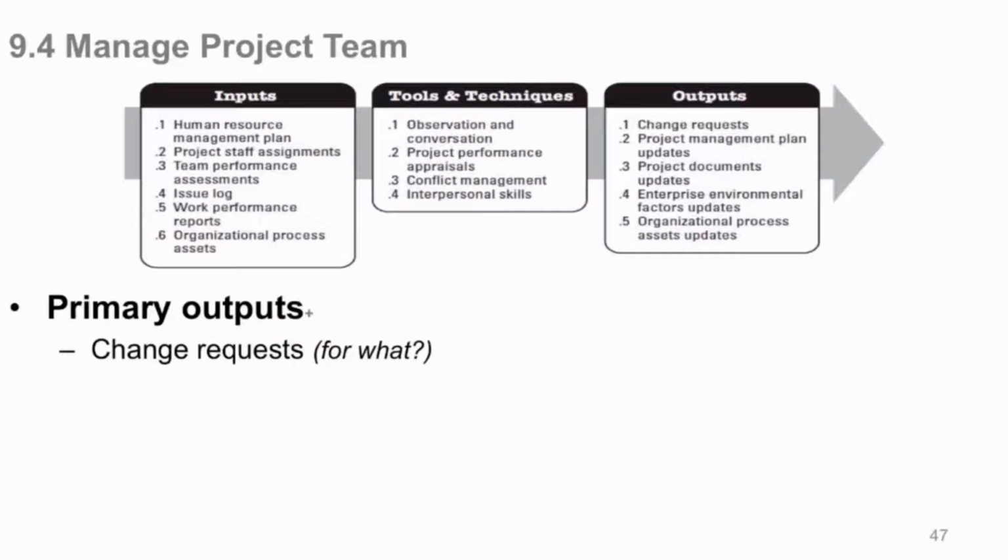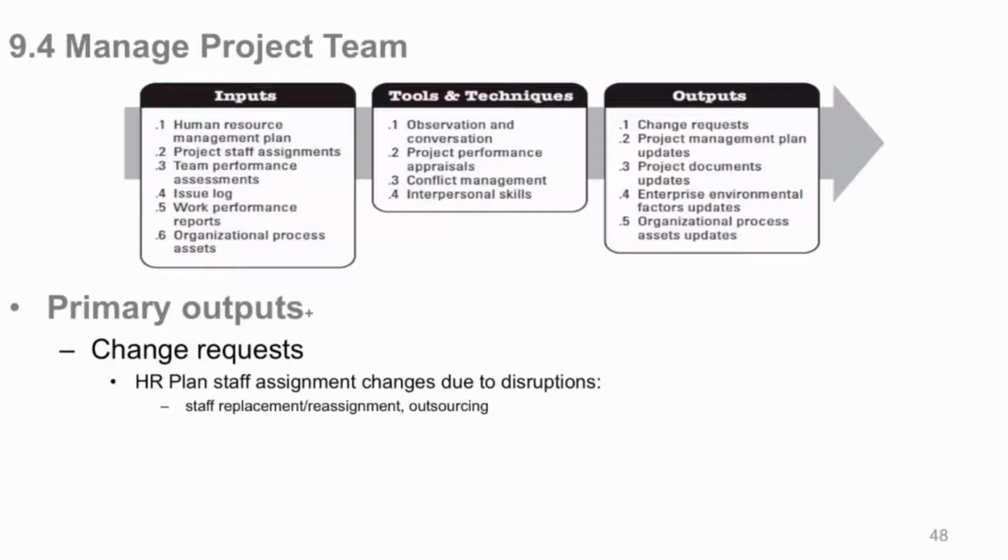So here's our input, tool, technique, output, our ITTO diagram. I just want to point out that the primary output of this process are change requests. Why, again, would we have change requests for HR? We may have changes of staff due to a number of reasons. One could be disruptions, staff replacements for some reason, either because they're not competent, we replace them, or they leave the company, you've got to replace them, or they went on a family leave, now you've got to replace them, or at least temporarily anyway.